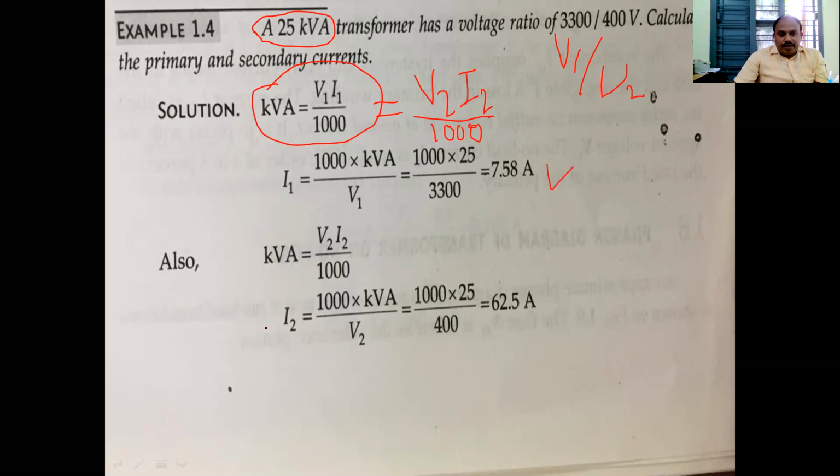Similarly, for the secondary current, 1000 into the kVA rating, which is the same 25 kVA, divided by the V2 value, is equal to 62.5. So the primary current is 7.5 amperes and the secondary current is 62.5 amperes. See, the primary voltage is more, so current is less. The secondary voltage is low, so current is high. That is the purpose of the transformer: if the voltage value decreases, the current value increases.